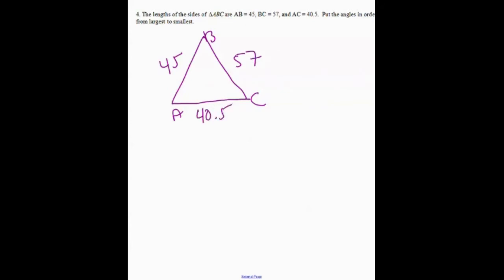So what we're going to do is just use our property of, okay, we got the big side, so it's going to be opposite our big angle right here. So angle A, and make sure you look at this. This is extremely important. Look at largest to smallest. So angle A is the biggie. This one is going to be second, so angle C is number 2, and B is our smallest. Angle B is our smallest. All right? Next.